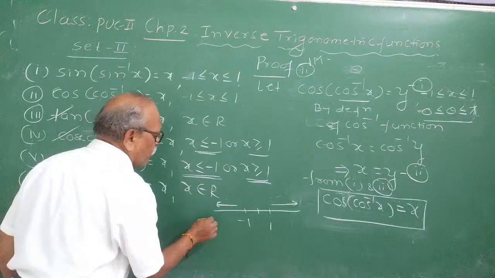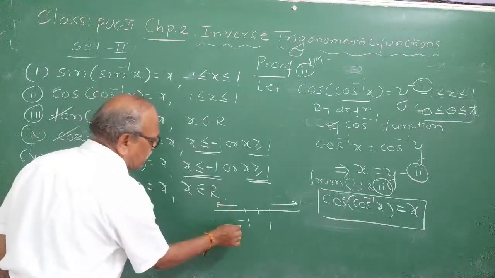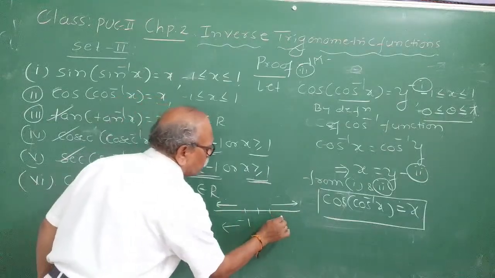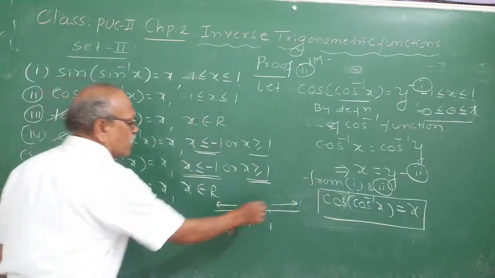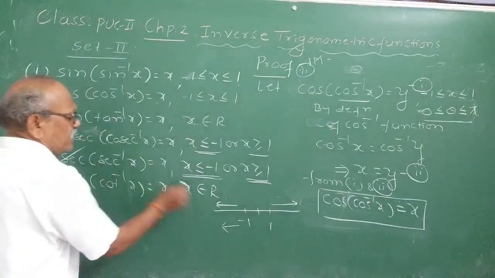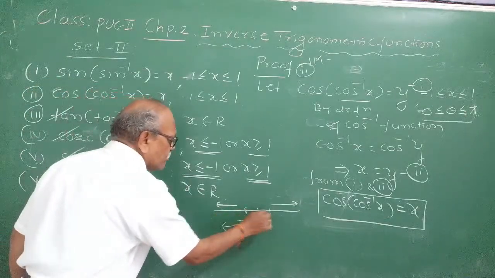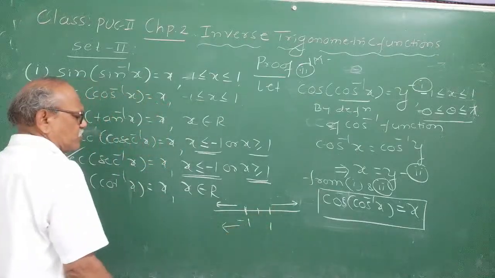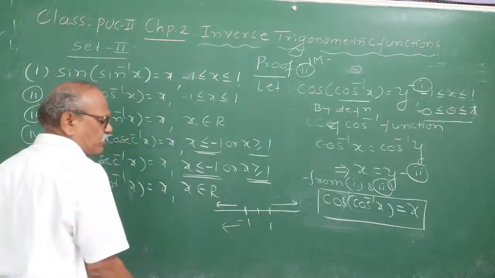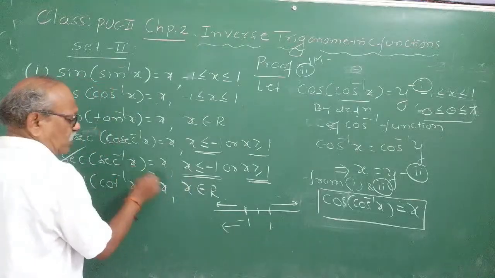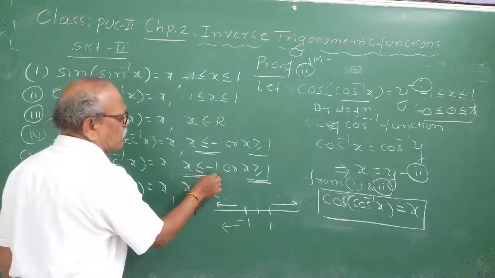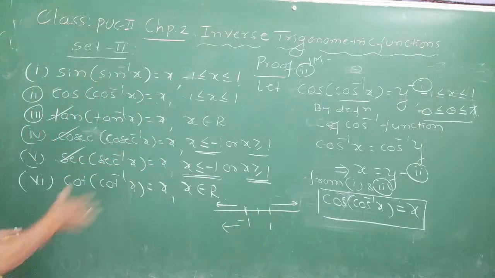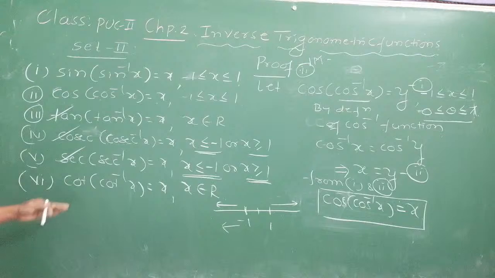Means x is less than or equal to -1, or x is greater than or equal to +1. There cosec inverse exists. Similarly, sec inverse exists where cos inverse does not exist. Cos inverse exists when x lies between -1 and +1. Then sec inverse exists when x is less than or equal to -1 or x is greater than or equal to 1. Similarly, you can prove simple proofs of all of them.